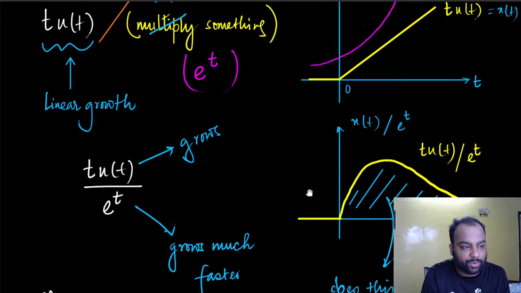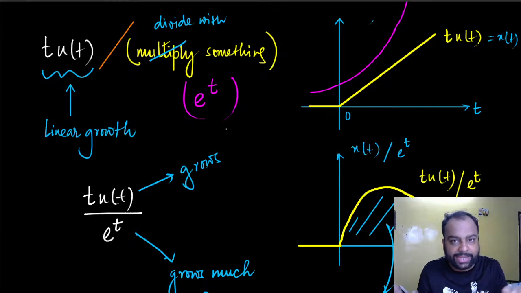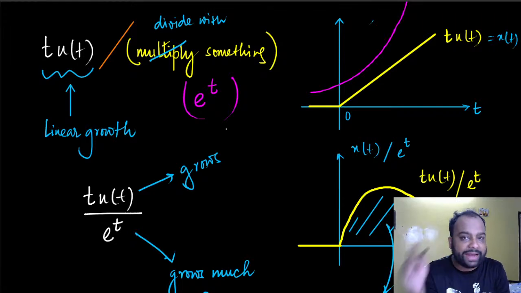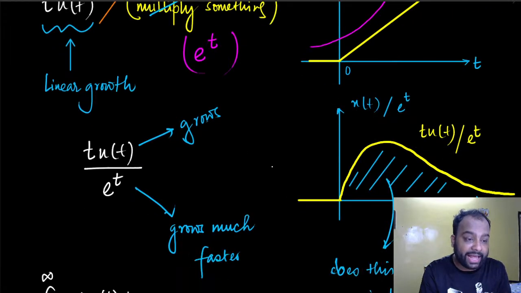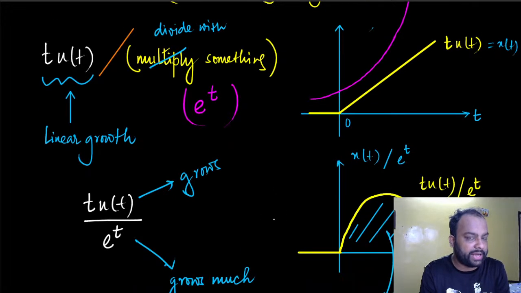So here is that one. So I have divided TUT by e to the power t, right? And as such, e to the power t grows faster than TUT can grow.